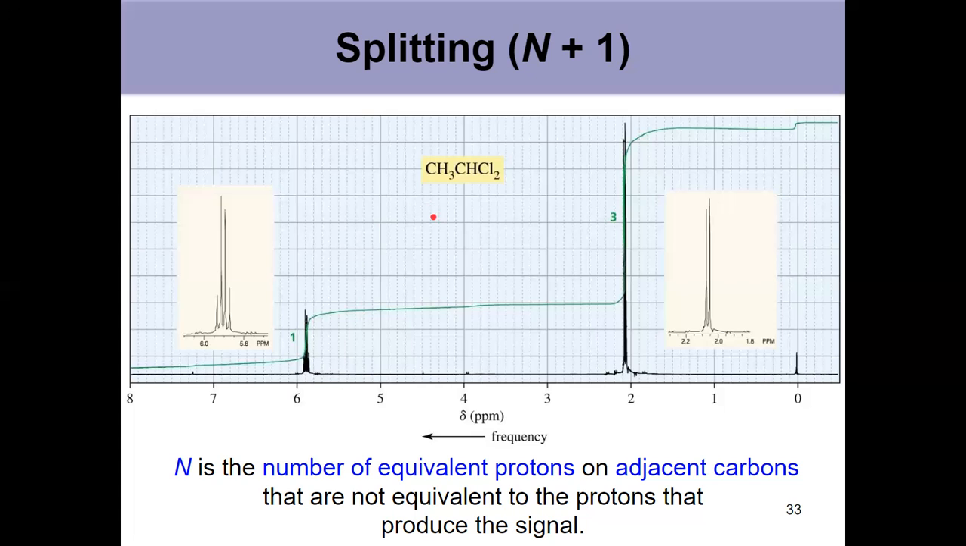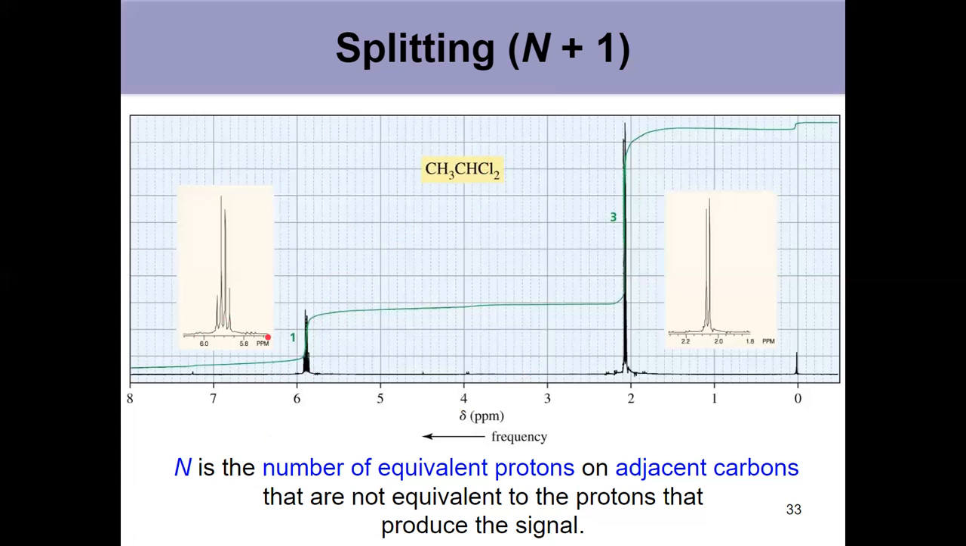So let's look at this spectrum here. For dichloroethane, we have a unique signal for this hydrogen, and then a unique signal for these three hydrogens. Now this hydrogen right here is closer to the chlorines, thus it appears further downfield. That's the signal over here. That hydrogen has three neighboring hydrogens. 3 plus 1 is 4, which is why this signal appears as a quartet.